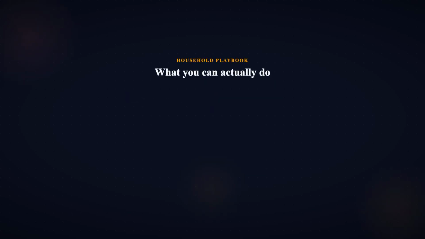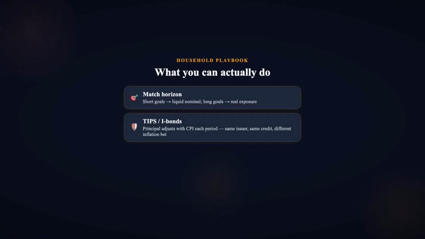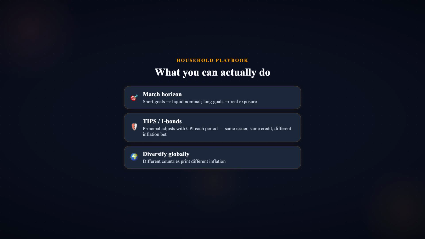So what can you actually do? Here is a household-level framework. Not investment advice, but vocabulary so you can read the menu. First, match your horizon to your instrument. Short-term goals want liquidity, even if the nominal yield is modest, because you need the money soon and cannot ride out a price drop. Long-term goals force you to think about real exposure. Will this instrument keep pace with prices over decades? Or will inflation quietly erode it?